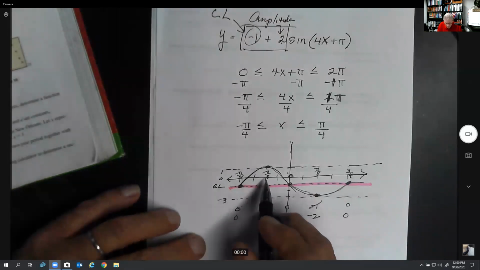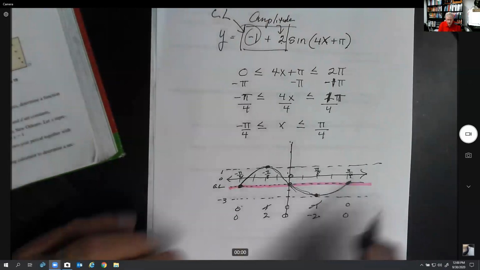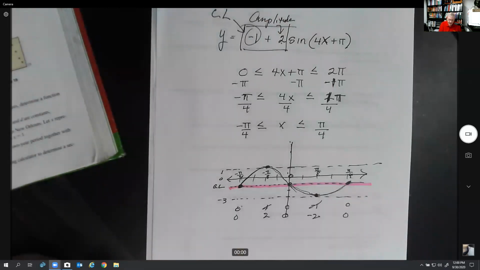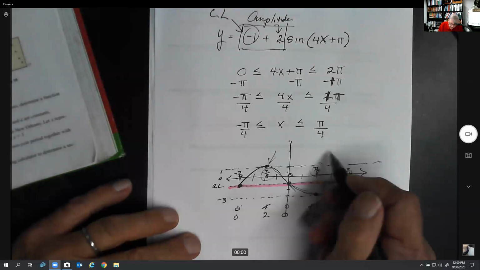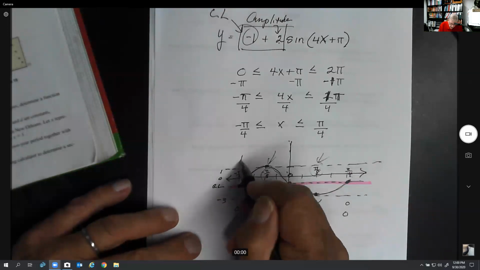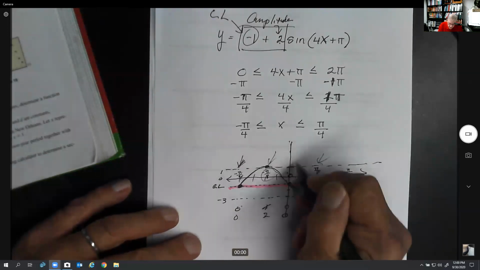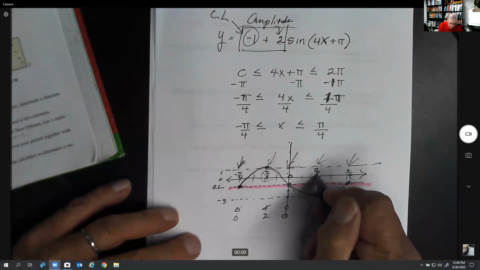Negative pi over 4, negative pi over 8, 0, pi over 8, pi over 4. Even if you're having a little trouble with these 2 points, at least get these points correct. The beginning point, the middle point, and the ending point, and just realize that there's a point in between those.